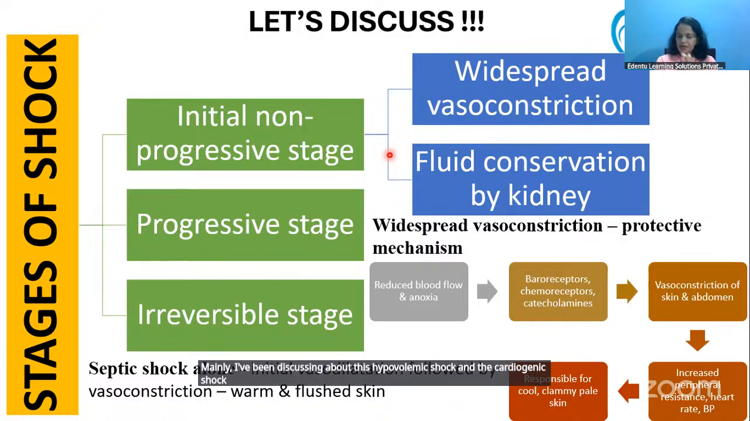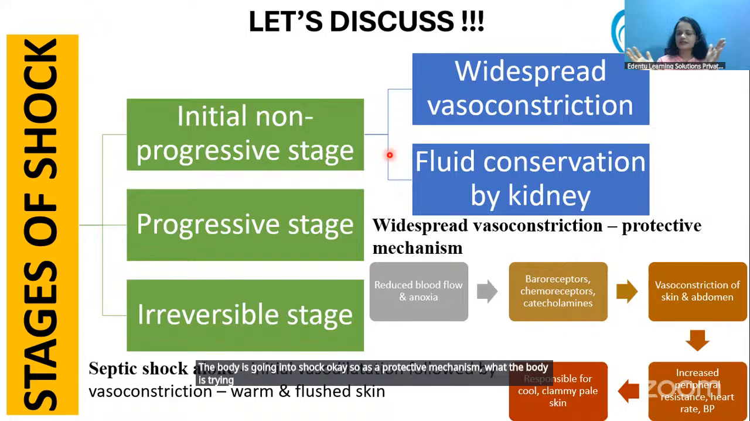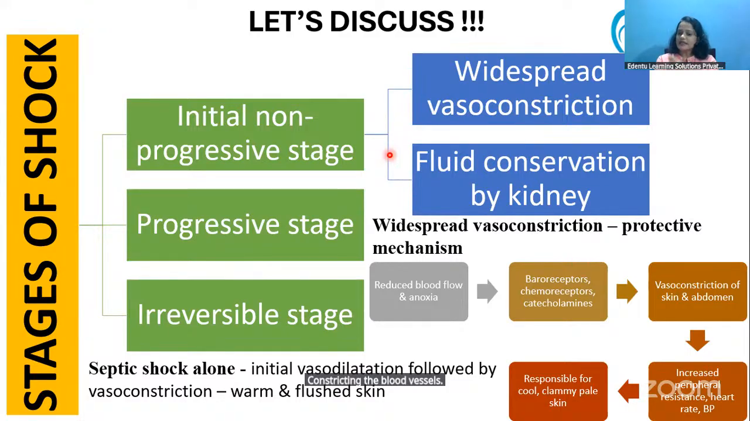In hypovolemic shock and cardiogenic shock, the body has noticed that because of the loss of fluid only, the body is going into shock. So as a protective mechanism, the body will try to constrict the blood vessels to reduce fluid loss and to compensate for the low cardiac output. What it is doing is constricting the blood vessels. And the next mechanism is fluid conservation by the kidney also.